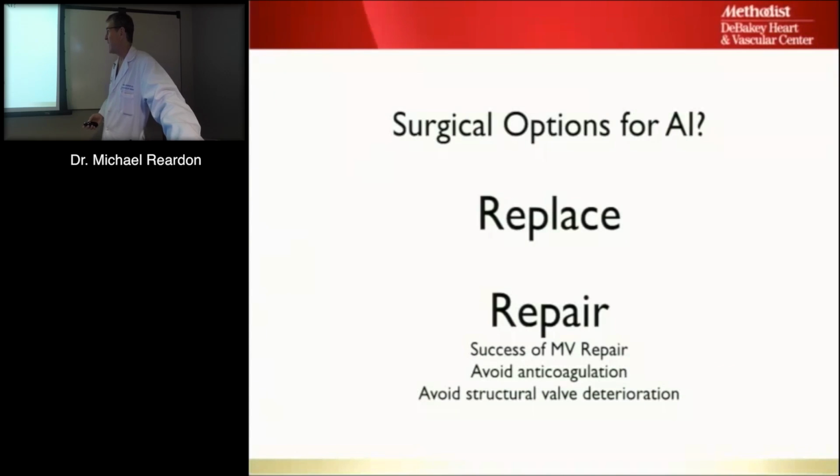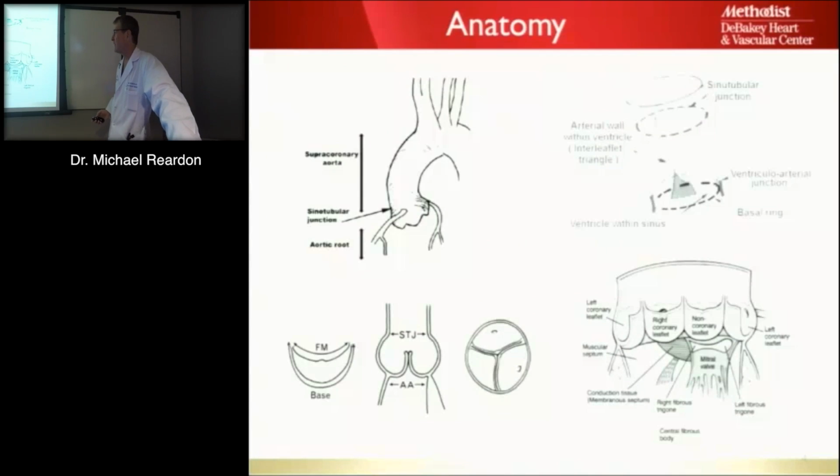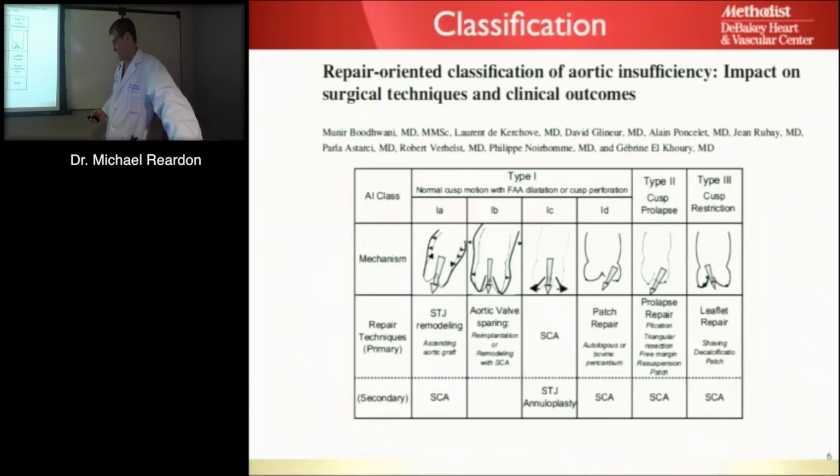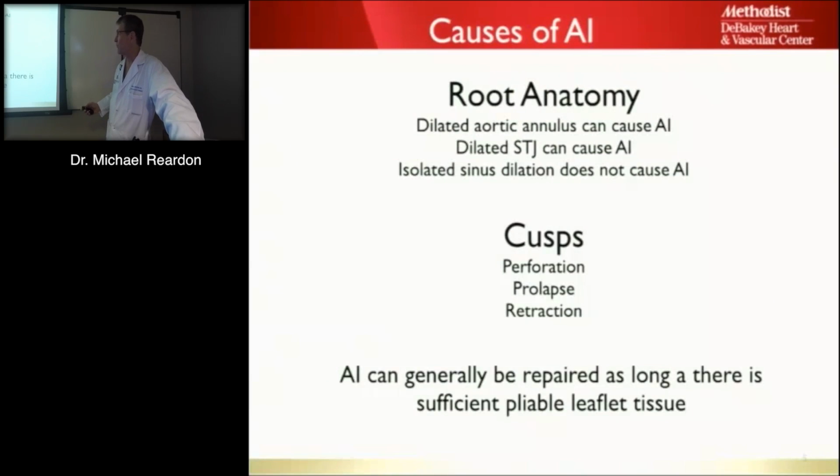So how about AI? What can we do for AI? Well, we can replace it. We can put a new valve in, or we can repair it. The interesting thing about repair is that there are a couple of things. One is the root anatomy. When the root dilates, we can fix that pretty easily. There are 3 things that can dilate in the root: the annulus, the sinotubular junction, and the sinuses.